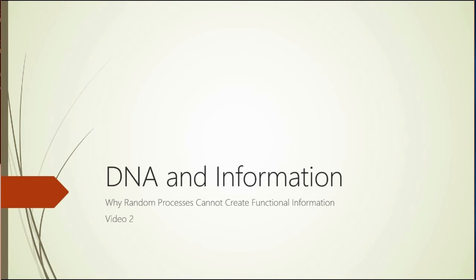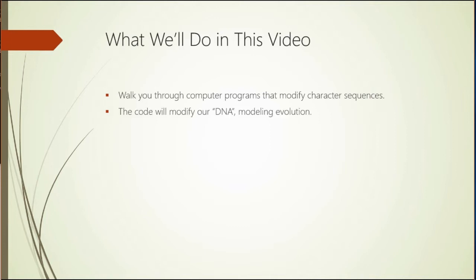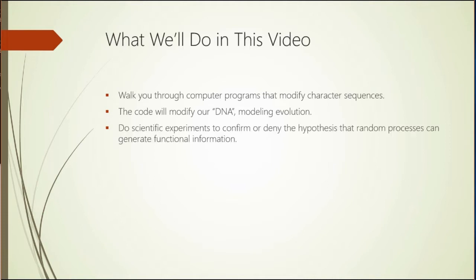Hello. This video is the second in a series on DNA and information and why random processes cannot create functional information. What we'll do in this video: we'll walk you through computer programs that modify character sequences. The code will modify our DNA, modeling evolution. We'll do scientific experiments to confirm or deny the hypothesis that random processes can generate functional information.